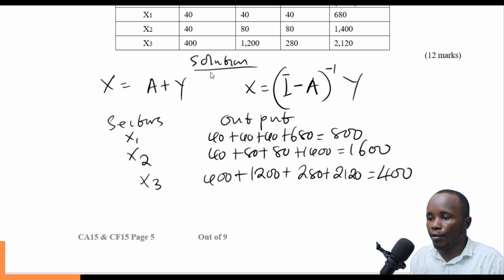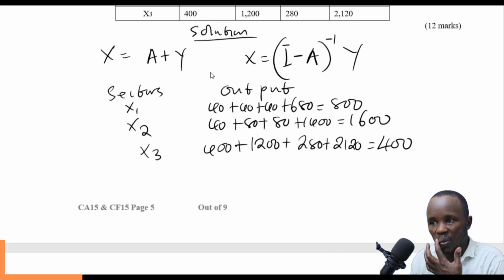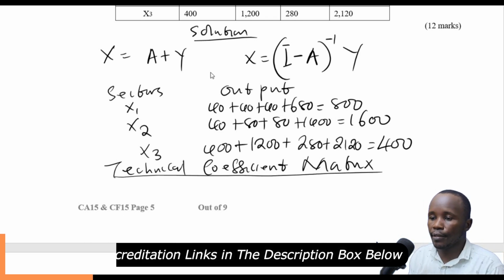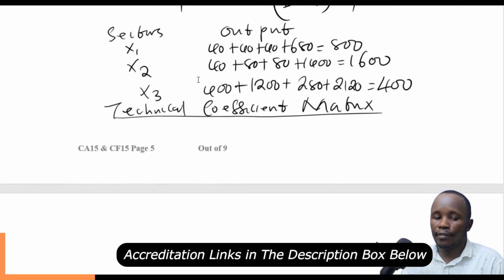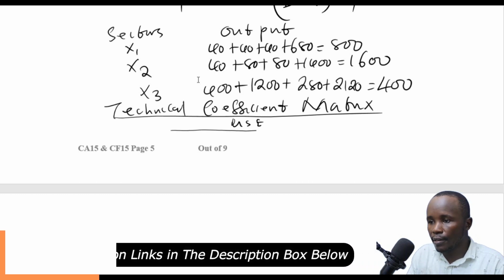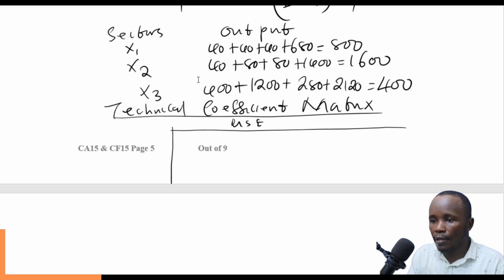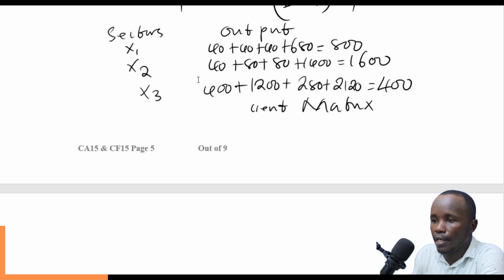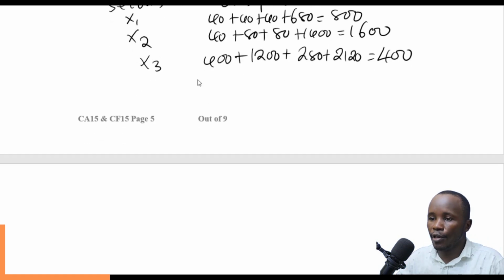Having obtained this, we are now able to get the technical coefficient matrix. Let's get the technical coefficient matrix. Now, with the technical coefficient matrix, we are going to have the users. Let's work it in a new page. I think the space here is not adequate enough. Let's come down here and look for the technical coefficient matrix.